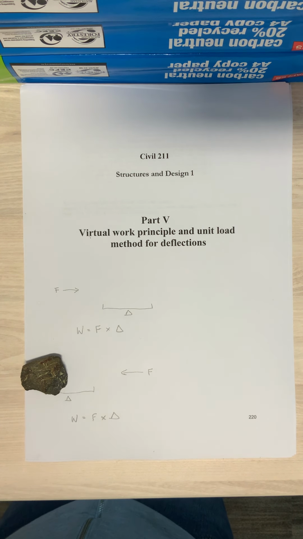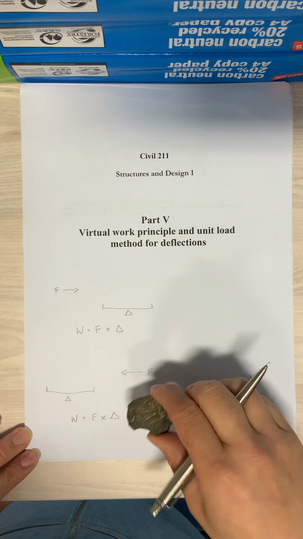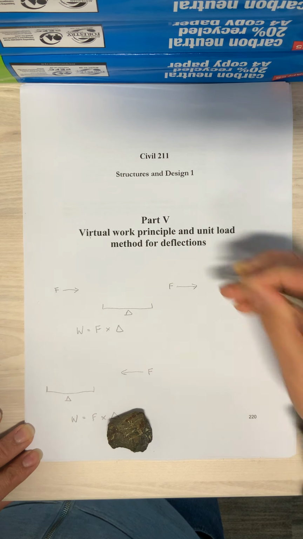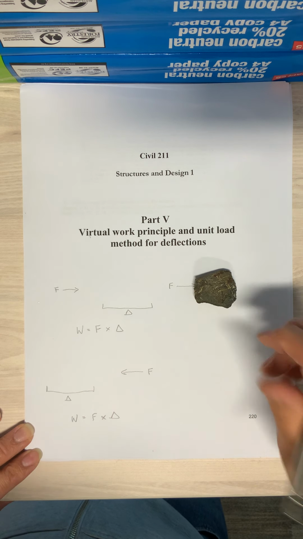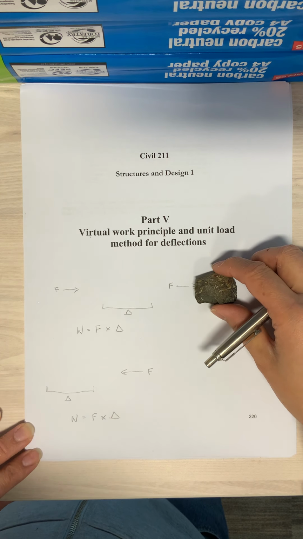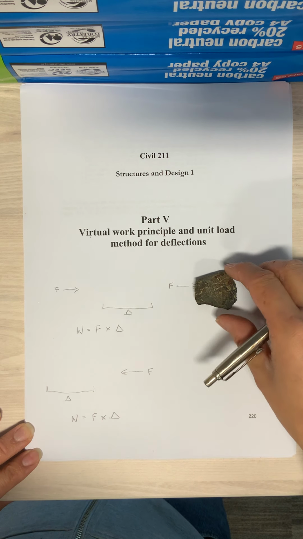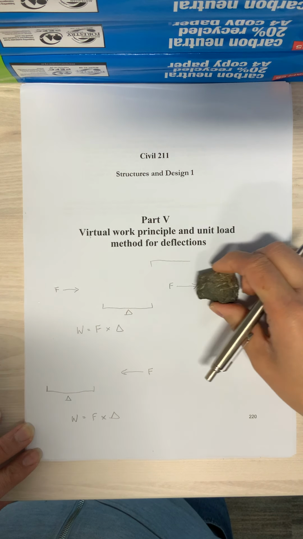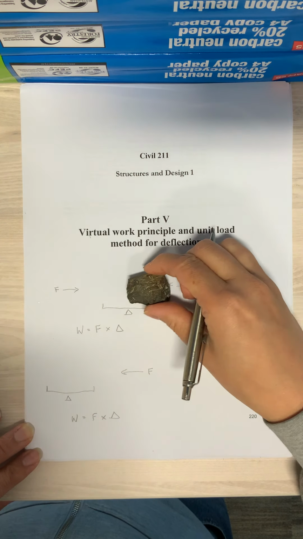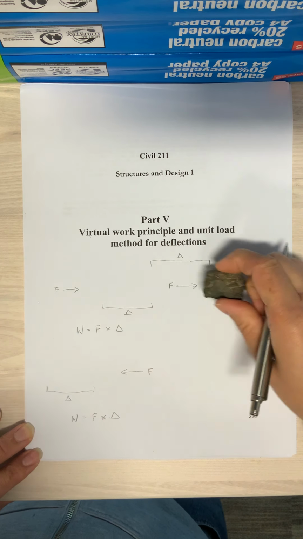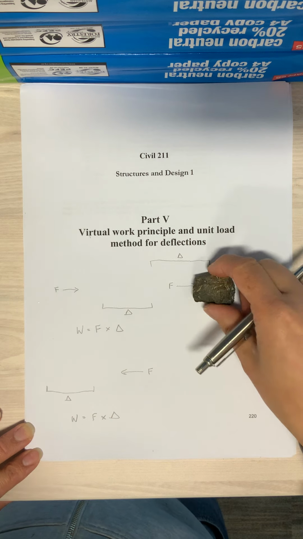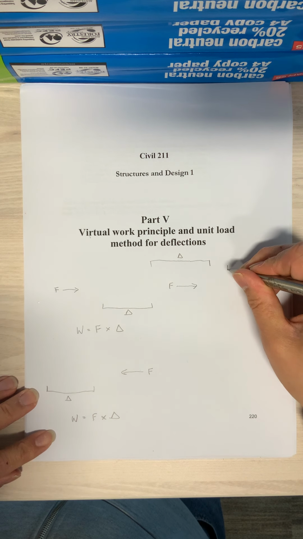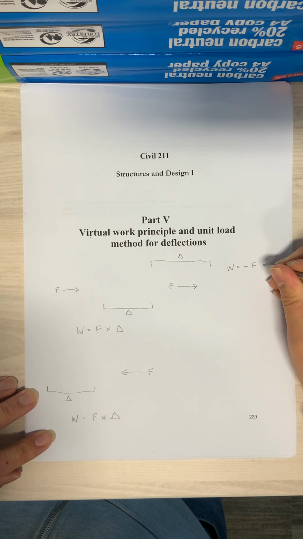Where you may get some problems is where, hypothetically, I'm starting off here with a force acting in this direction, but your particle moves in the opposite direction. So let's say you've got a particle here, and then it's moved here by a distance delta. You apply a force and it moves in the opposite direction, then the work done in this case is negative F times delta.